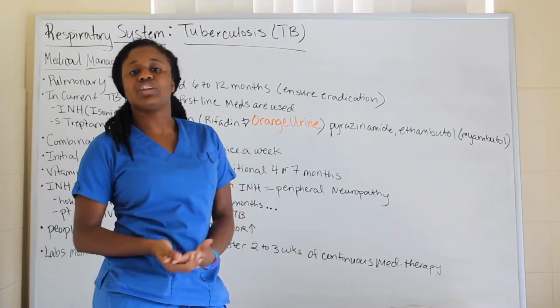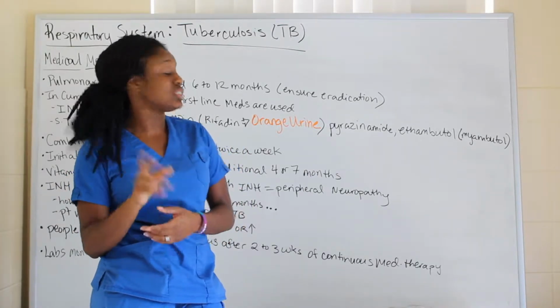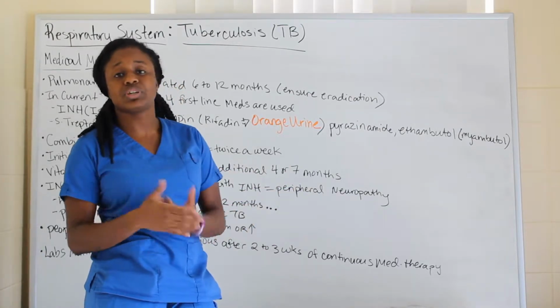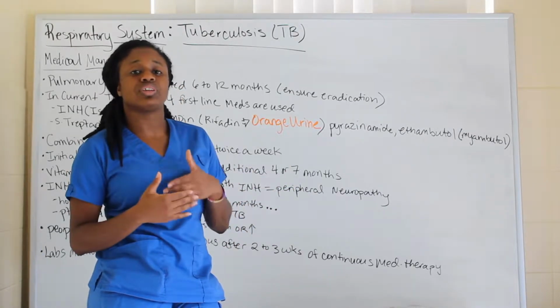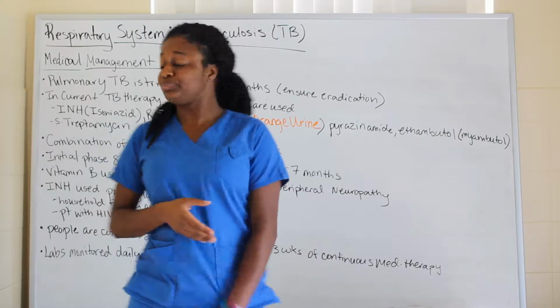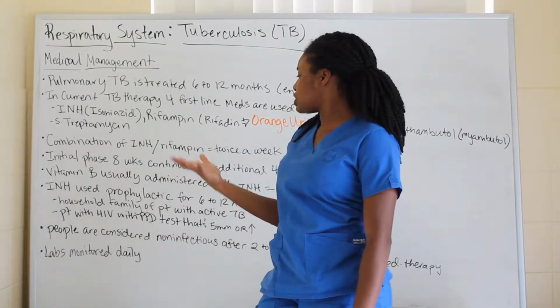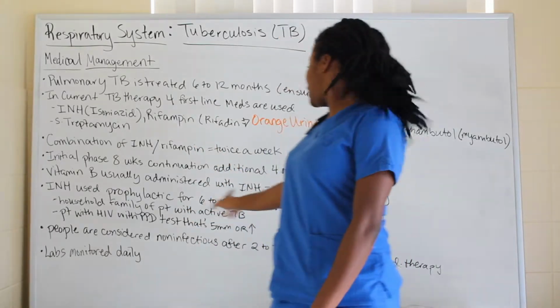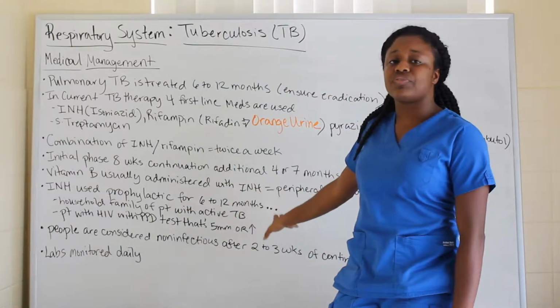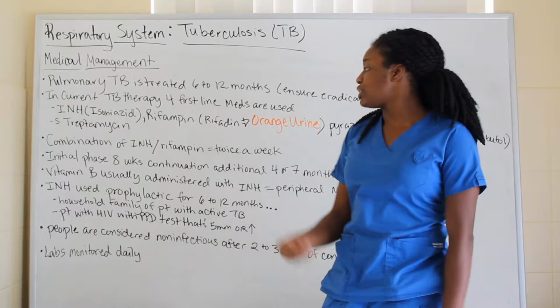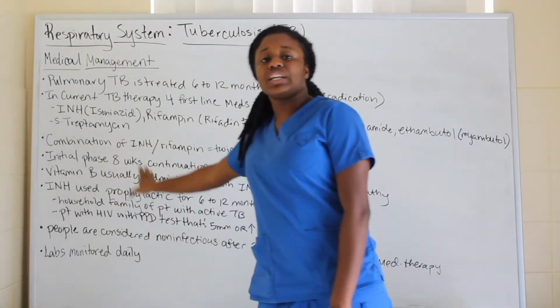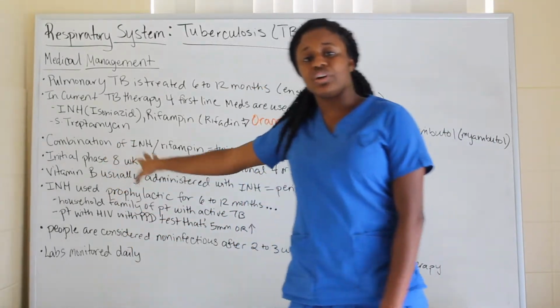So initial is just 8 weeks, which is pretty much 2 months, and then you have an additional 4 to 7 months just for continuation to make sure that it's eradicated. All right. Also, vitamin B is usually going to be administered with INH, because you want to prevent peripheral neuropathy. So that's another thing. When it comes to INH, you want to make sure that you have your vitamin B.